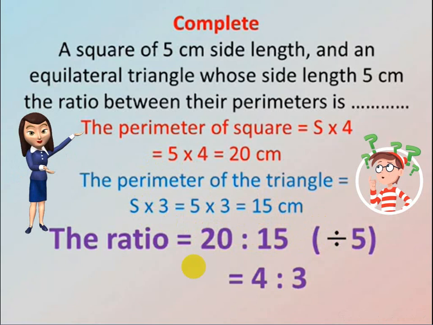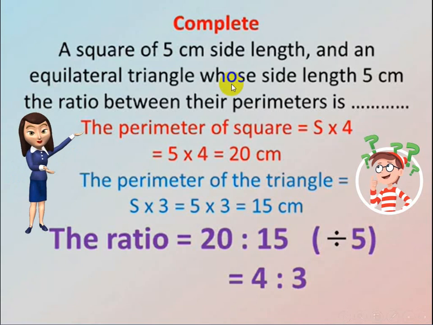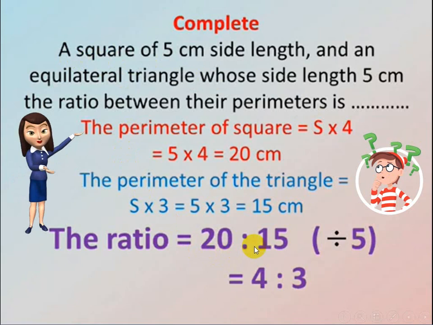The first shape is a square. Observe the order of the shapes. So we write 20 to 15.